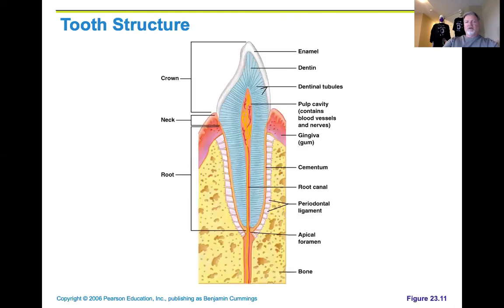The structure of the tooth. Oh my goodness, this is getting long, isn't it? I apologize now.